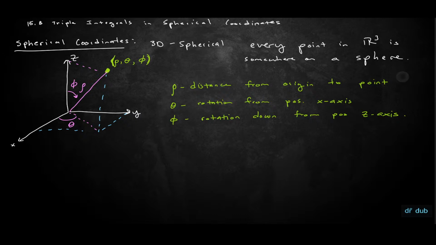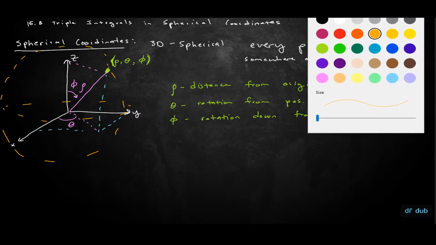So then we could say, okay, this point is somewhere on a certain sphere of radius rho, centered at the origin. And to get to the point on the sphere, we just rotate theta and phi until we reach the point on the sphere that we want. The rho tells us which sphere, and theta and phi tell us where the point is on the sphere. So those are our spherical coordinates.